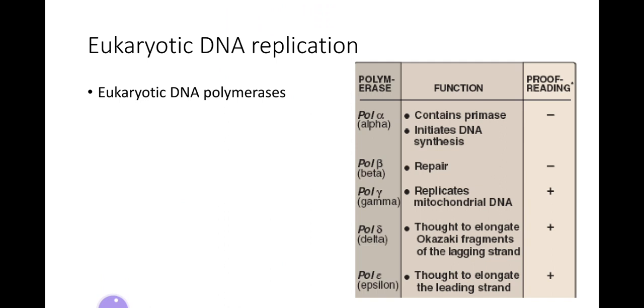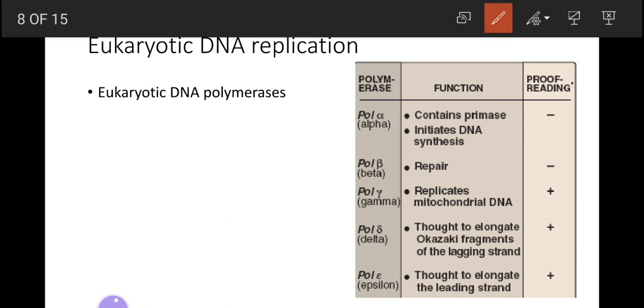Okay, these are the five different eukaryotic DNA polymerases. They are of high fidelity. The first one is DNA polymerase alpha. It is a multi-subunit enzyme. One subunit has primase activity. Primase activity will initiate the strand synthesis on the leading strand and at the beginning of each fragment of the lagging strand.